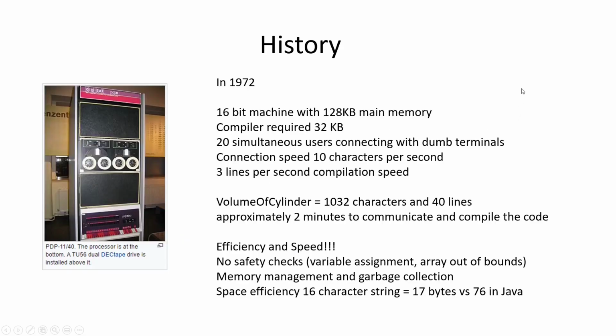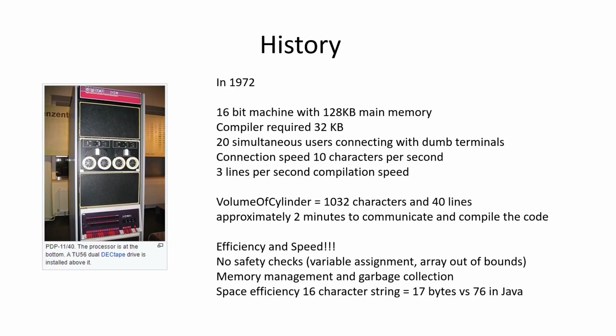They were working on a PDP-11, and in 1972 this was a 16-bit machine with 128 kilobytes of main memory. So my computer here on my desktop is a 64-bit machine and has 16 gigabytes of memory, so substantially more. And in fact, running the compiler actually took a quarter of the main memory just to run the compiler, 32 kilobytes. All right, this is where the CPU would be down at the bottom of this device, and 20 users would connect to this simultaneously using dumb terminals.